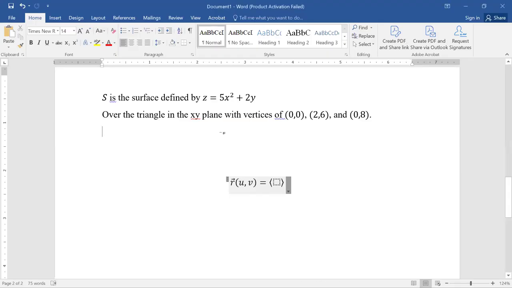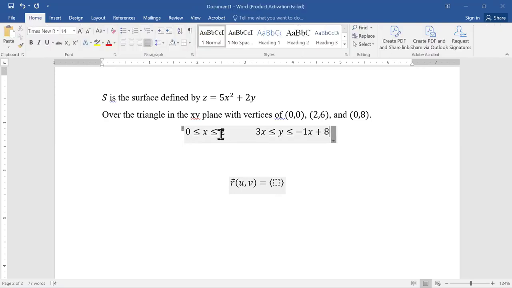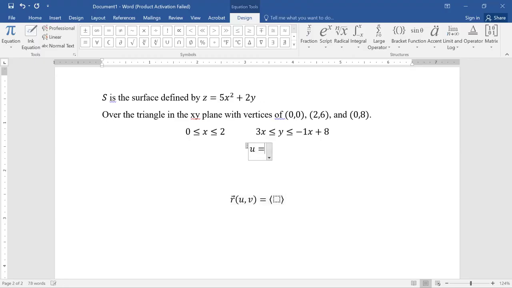All right, so let's do this algebraically now. We said x is ranging from 0 to 2, and y is going from y equals 3x up to y equals negative 1x plus 8. I can do that since I have, again, the surface, which is z equals a function of x and y. So I have that type of a surface. So I'm going to do the exact same thing I did last time. I'm going to let u be equal to x.